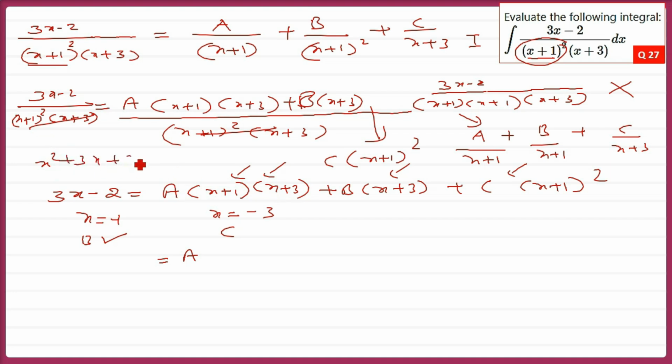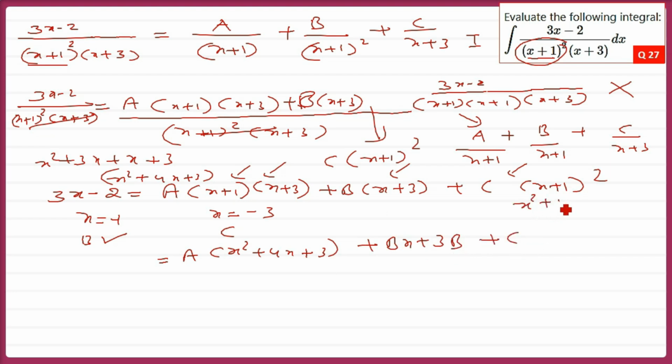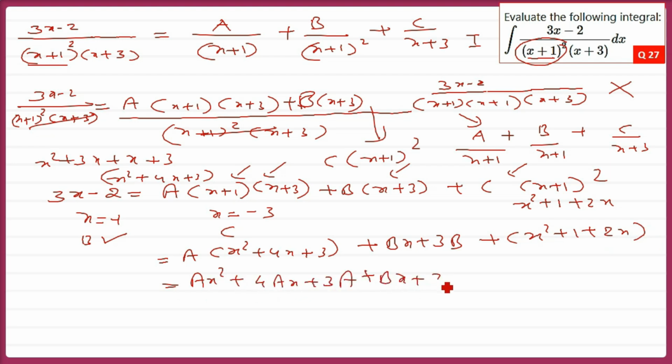Multiplying x plus 1 and x plus 3 gives you x square plus 4x plus 3, so A multiplied by this. Then we have Bx plus 3B. x plus 1 whole square is x square plus 1 plus 2x, so multiply it with C: Cx square plus C plus 2Cx. So when you multiply, inside we have Ax square plus 4Ax plus 3A plus Bx plus 3B and then Cx square plus C plus 2Cx. On the left we have no x square term, so 0x square, 3x and negative 2.